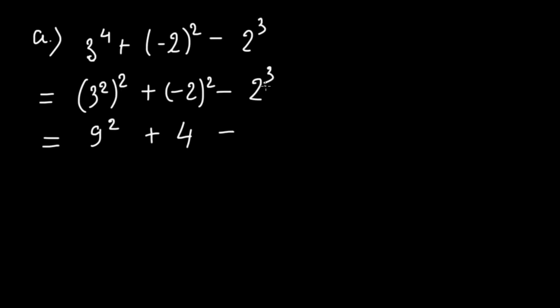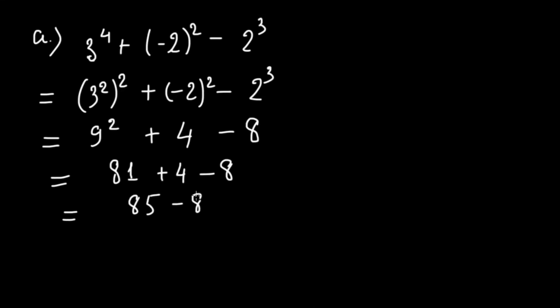Minus 2 to the 3rd is 2 times 2 is 4. 4 times 2 is 8. We got 8, right? 9 squared is 81. Plus 4 minus 8. 81 plus 4 is 85. Minus 8 equals 77. Let's work on question B.